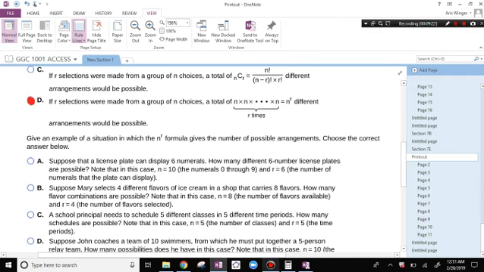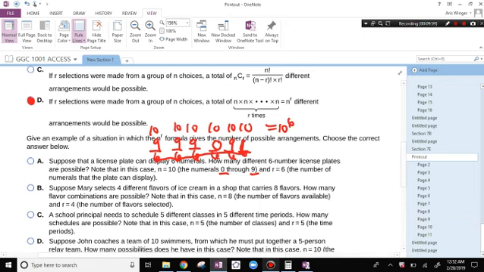Suppose that a license plate has 6 numerals. How many different 6-number license plates are possible? So you can have 0 through 9 and nothing stops you from repeating. So I could have that, right? So there's 6 choices for the first one, 6 choices for the second one, 6 times 6 times 6 times 6, right? I'm sorry, it's not 6. It is 10 choices, 10 times 10 times 10 times 10 times 10 times 10. That is 10 to the 6, which is 1,000,000. So it's A.